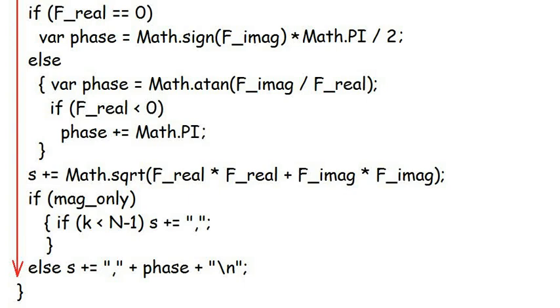This is written straight out to string s. If the phases aren't required, then that is followed by a comma to separate it from the next magnitude value. Otherwise, it is followed by the phase angle and a carriage return. Then the loop iterates for the next value of k.